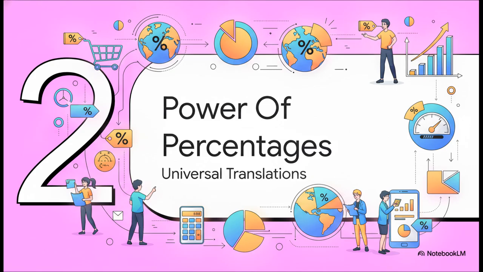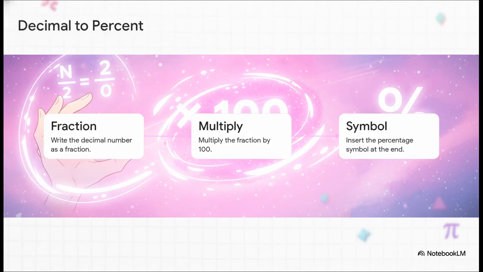Moving right along to Section 2, the power of percentages. You know, our human brains actually miscalculate percentages and odds all the time. It's totally natural, but converting a decimal into a percentage is incredibly logical when you break it down into a foolproof 3-step mechanical process. First up, you take a decimal, let's say 0.65, and write it as a fraction over its place value. So that's 65 over 100.